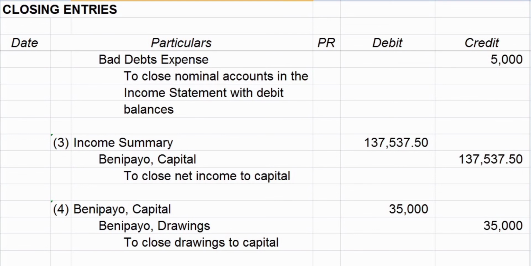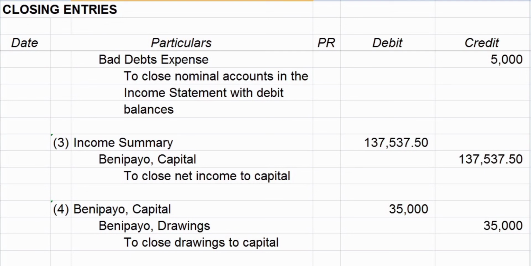Third, the balance of income summary after the second closing entry, which must be equal to the net income or net loss, must be closed to capital. If there is net income, the income summary account has a credit balance. So to close, that income summary account must be debited with a corresponding credit to owner's capital. Conversely, in case of loss, the income summary account has a debit balance, and therefore, in order to close it, it must be credited with a debit to capital.